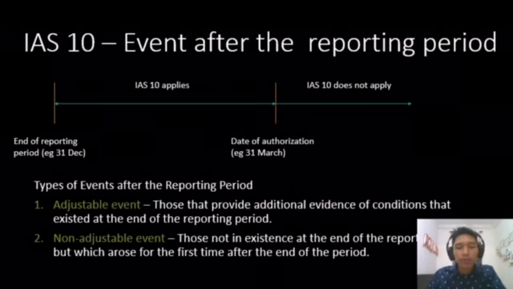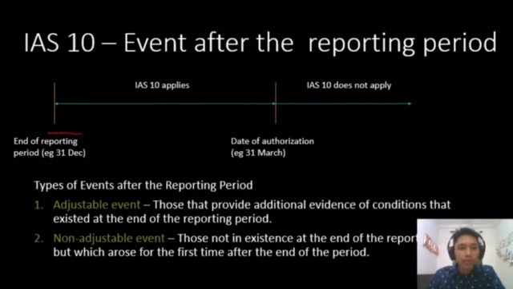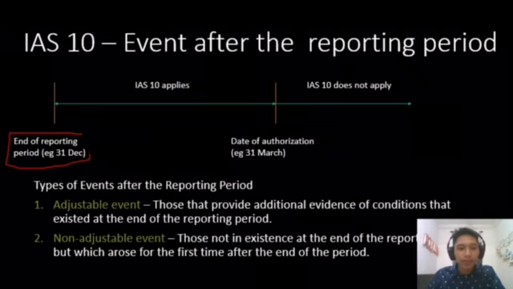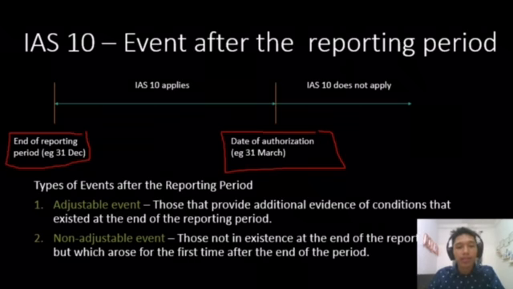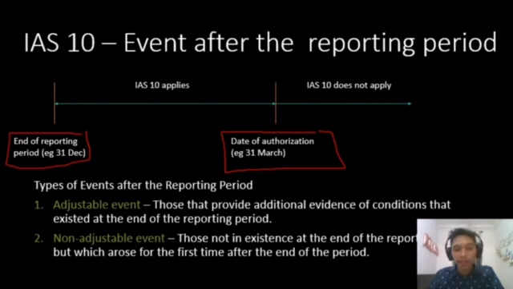Okay, before we go further, you must understand this timeline first. There are two dates in this timeline. The first one is the reporting date, I put 31st December, and the second one is the authorization date, I put 31st March. The duration between these two dates is normally 3 months. IAS 10 only applies between these two dates. For events that occur after 31st March, IAS 10 does not apply.